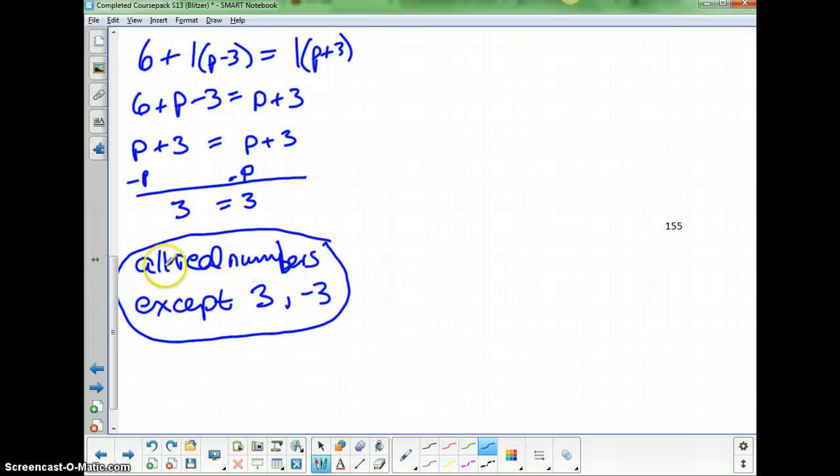So I need to write that whole statement out. It's not all real numbers or infinitely many solutions, which I would have said in chapter 2, but it's all real numbers except for those two values that are excluded.